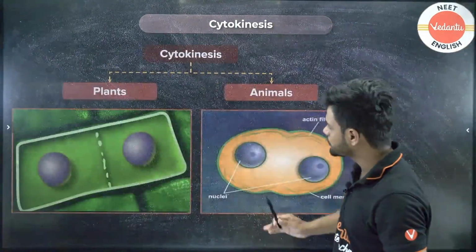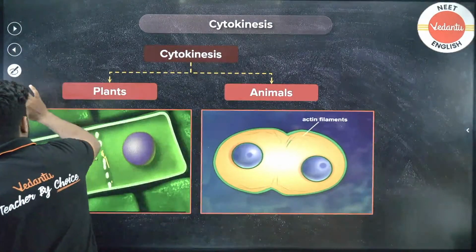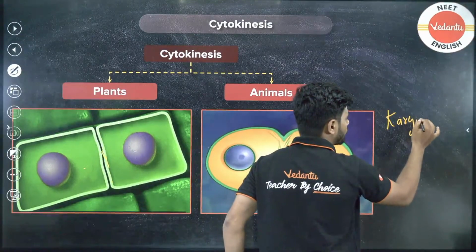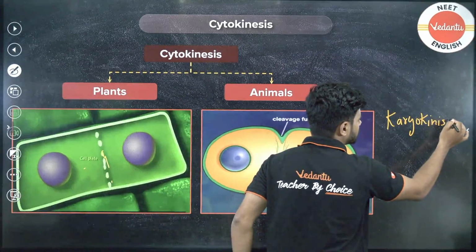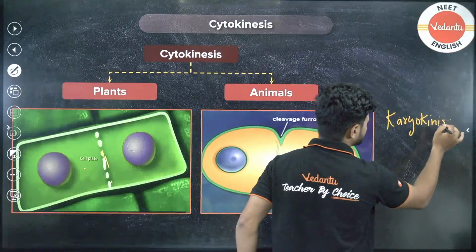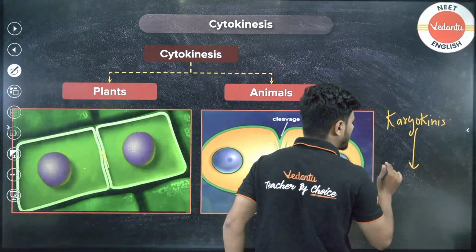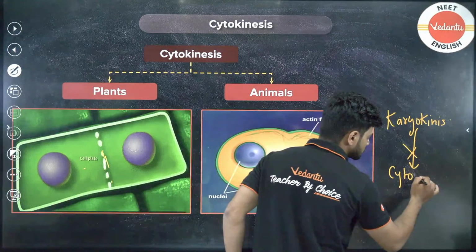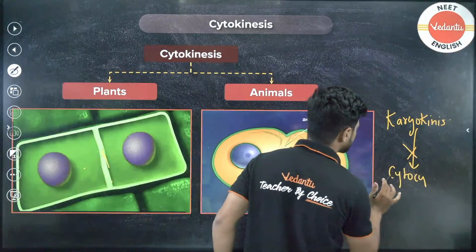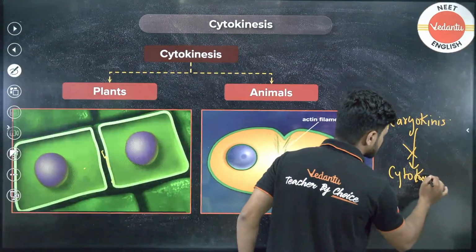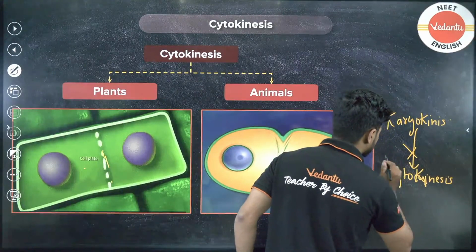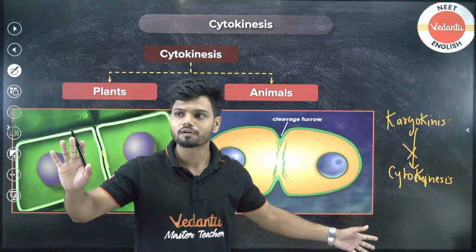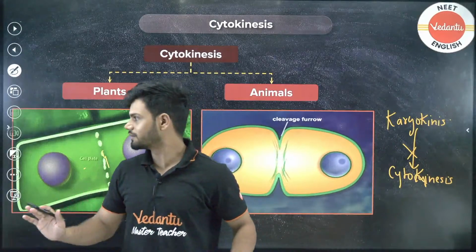Formation happening. Now students, I can ask you one thing. Now, cytokinesis is over. Okay. Now, what if after karyokinesis there is no cytokinesis? If there is no cytokinesis, what will you do? See, karyokinesis is over, but there is no cytokinesis. So what will happen?